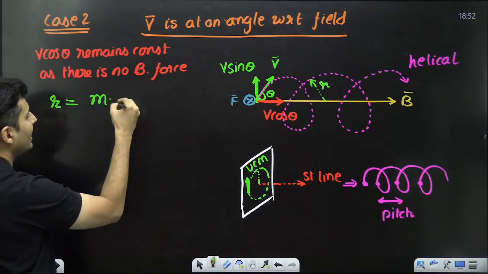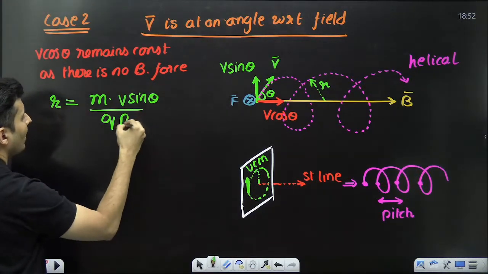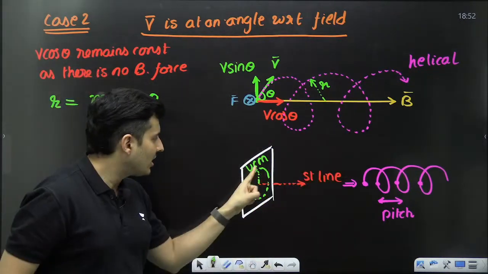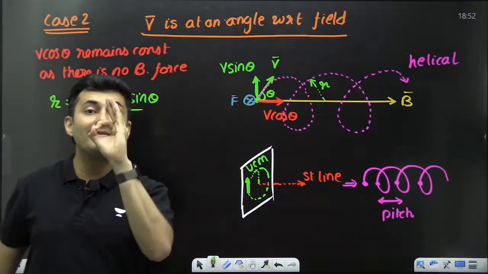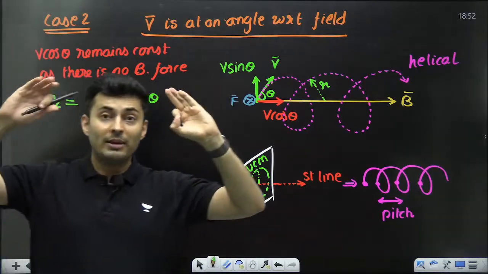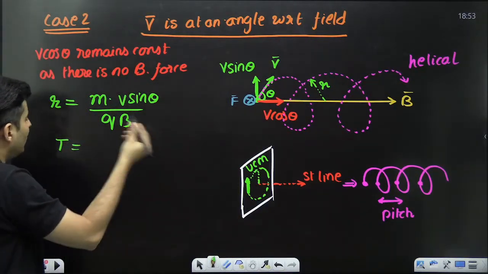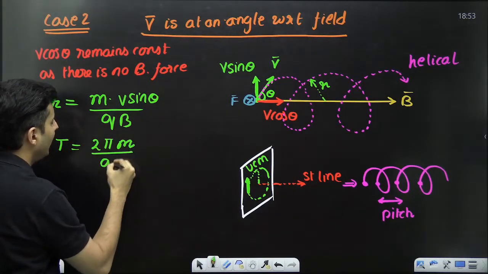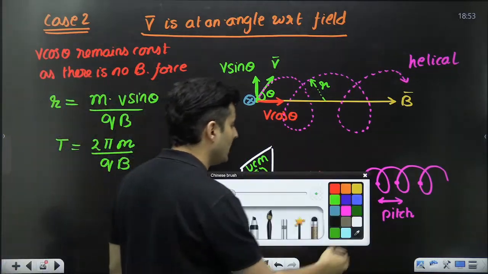Instead of mv, it will be mv sine theta divided by qB. Why v sine theta? Because v sine theta, that perpendicular component, is responsible for the circular motion. So that's why only v sine theta will come. No v cos theta, it will be v sine theta. Keep this in mind. Very good. If I ask you, the time is not dependent on the speed. The time is nothing but 2 pi m divided by qB. Standard formula, 2 pi m divided by qB.